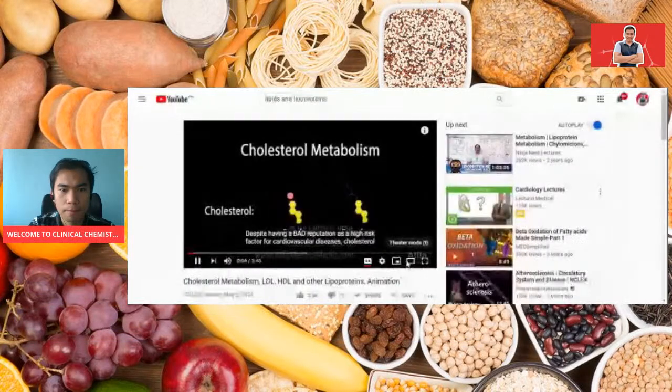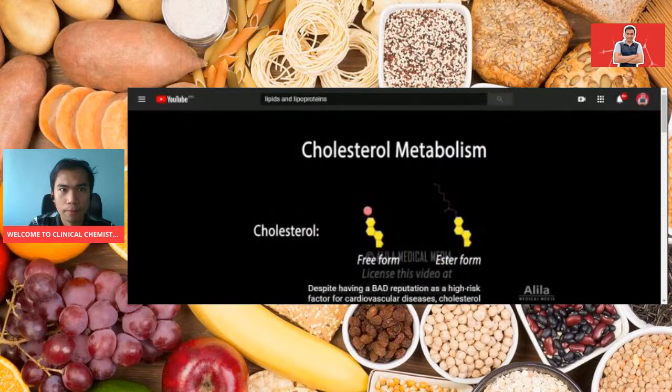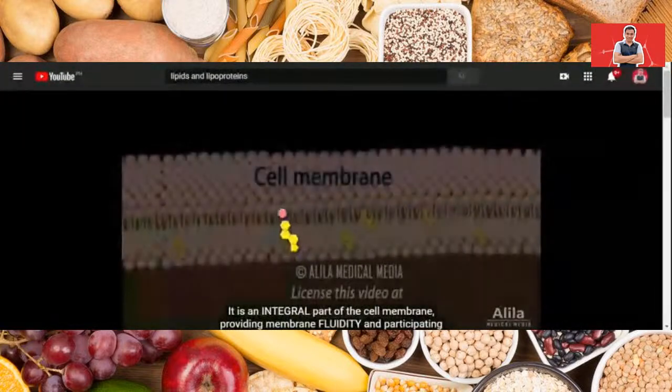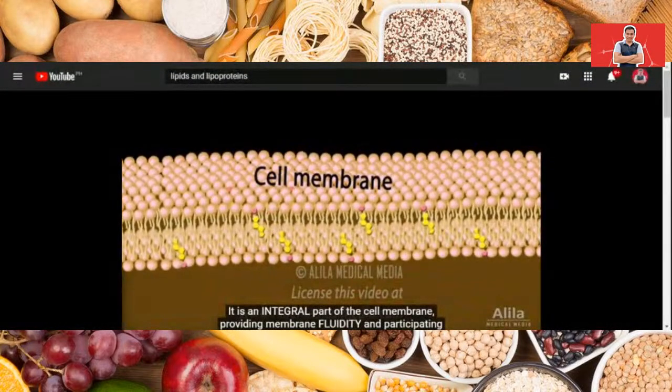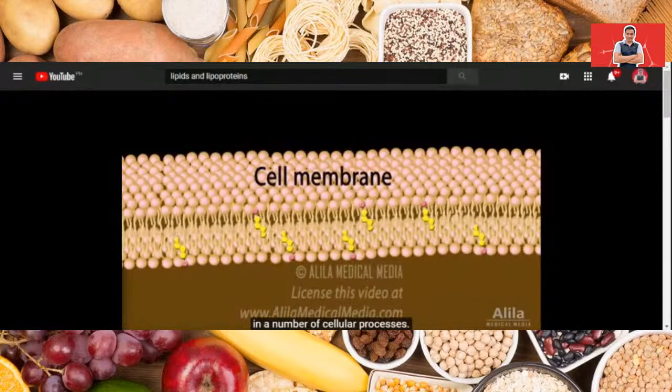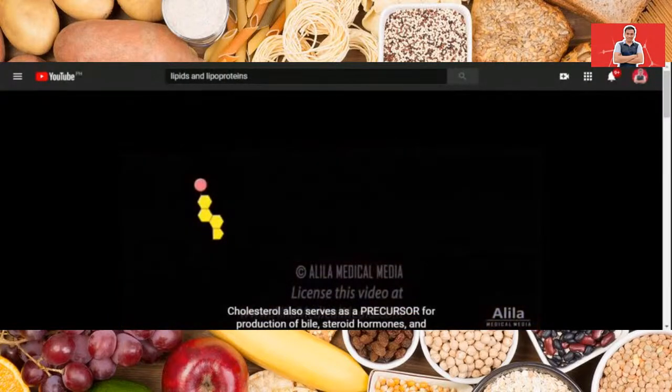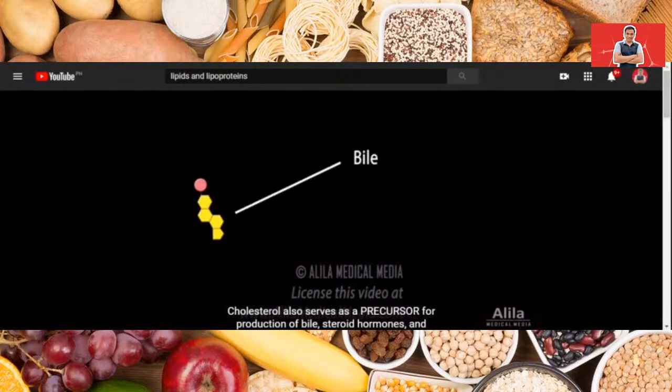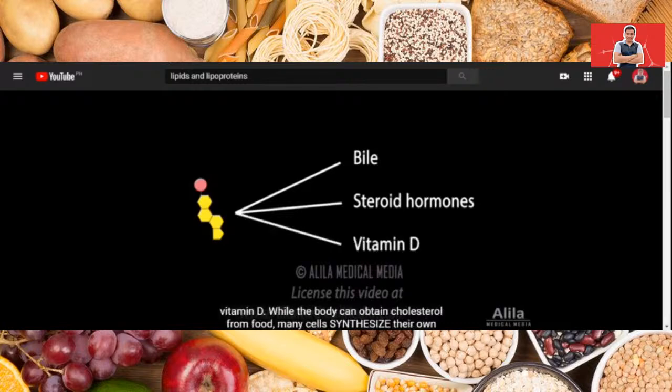Despite having a bad reputation as a high risk factor for cardiovascular diseases, cholesterol is an essential component of all animal cells. It is an integral part of the cell membrane, providing membrane fluidity and participating in a number of cellular processes. Cholesterol also serves as a precursor for production of bile, steroid hormones, and vitamin D.